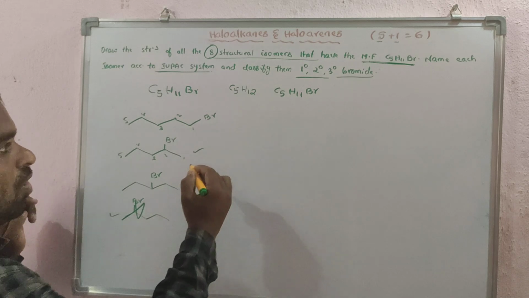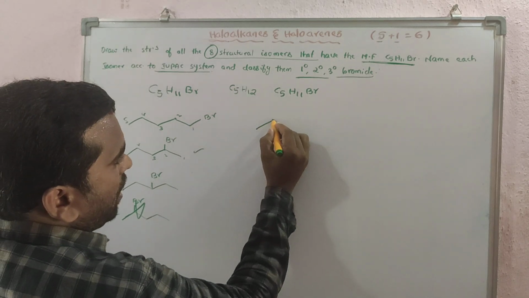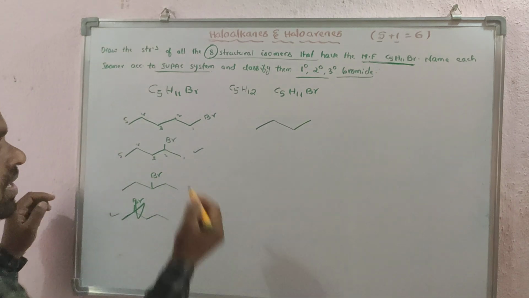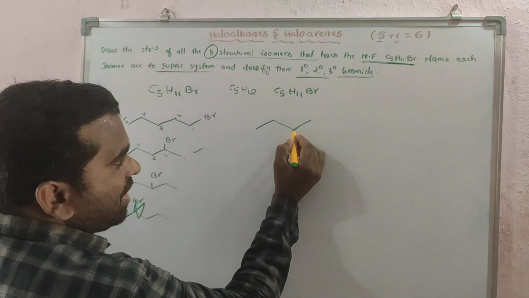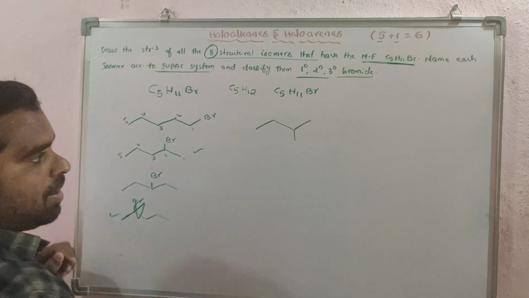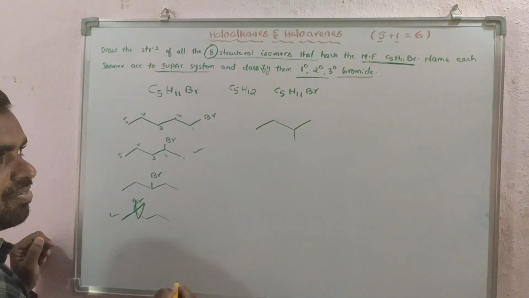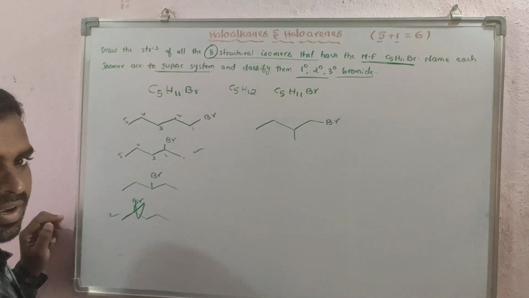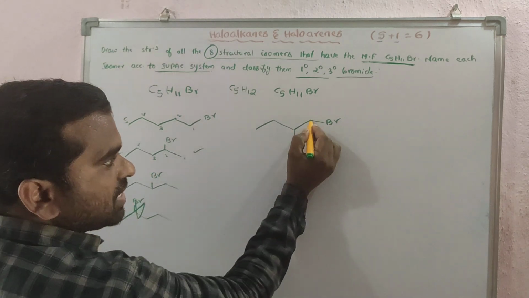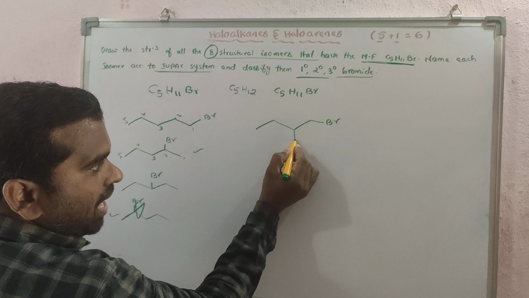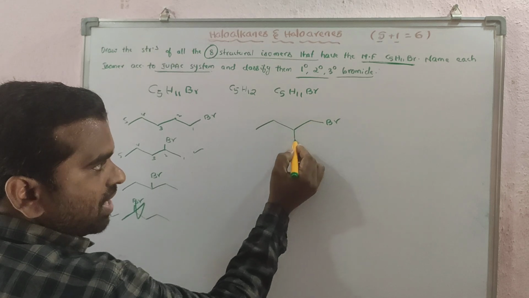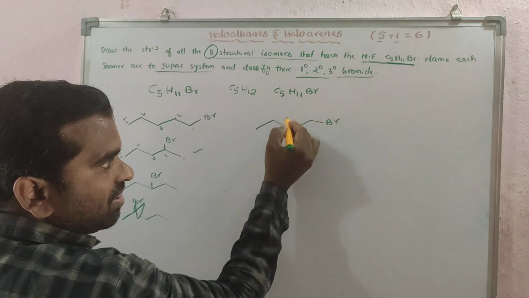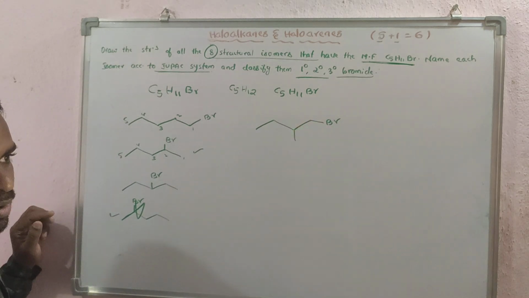Next I will write 4 carbons here, 1, 2, 3, 4. But the compound has how many carbons? 5. So I will put one more carbon here. Total how many carbons? 5. Now I will put bromine here. Clear? This is one isomer. If I put bromine here or here, both are the same, so I cannot put the bromine here. If I put the bromine here, I will again get the same compound.